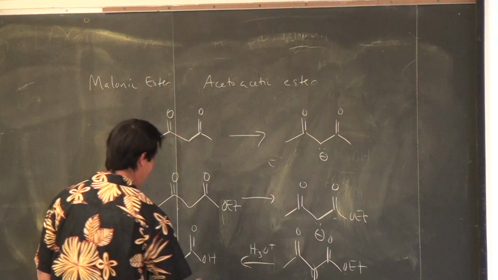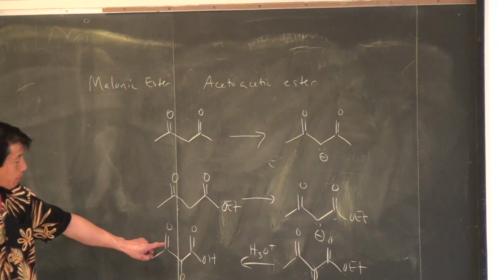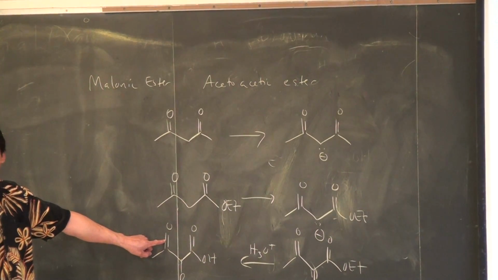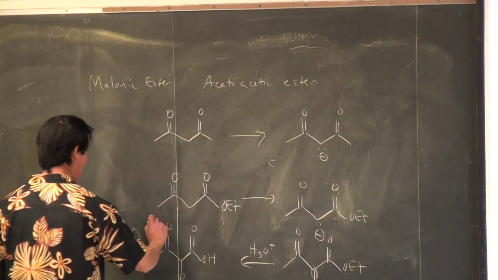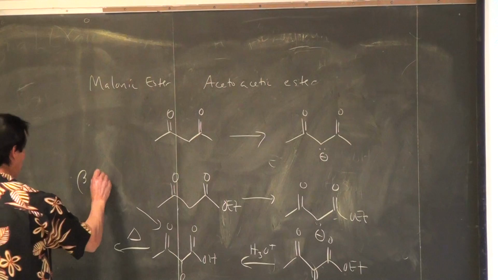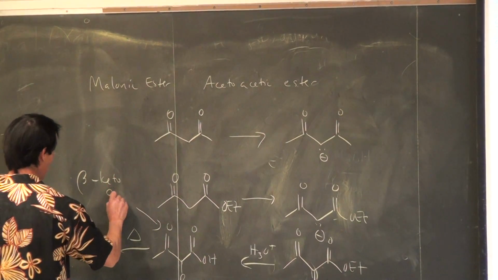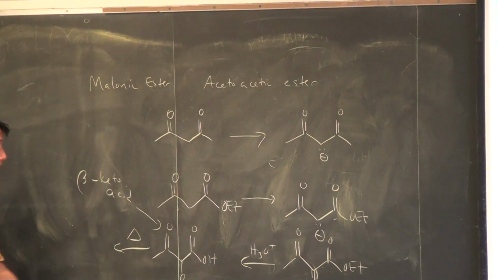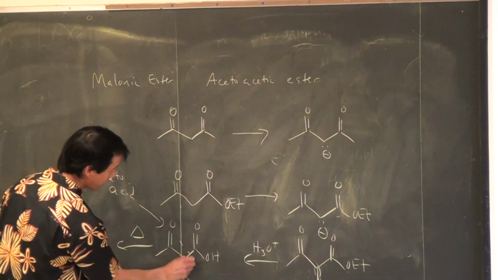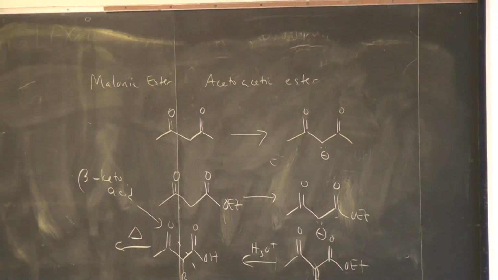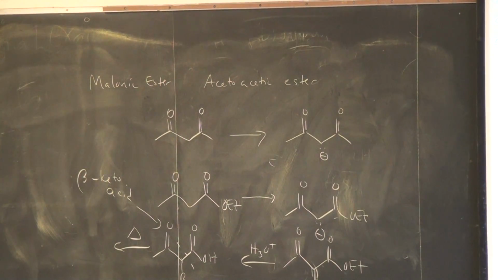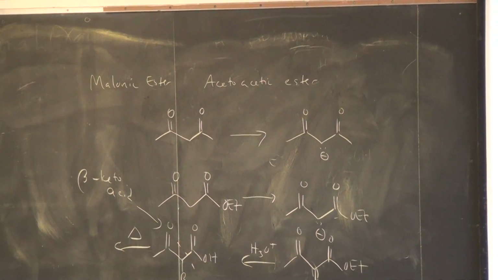Now note that this is a beta keto acid. If we heat this up, that's going to break this bond in a decarboxylation reaction. So that's the second way to break a carbon-carbon bond. The first way that we talked about was ozonolysis. So this is the second way, decarboxylation.